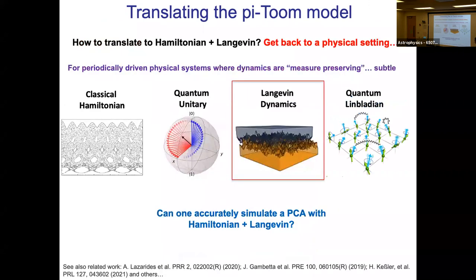But as I said, that's good, but it's not exactly the setting that we wanted to consider in the very first place. So the question is, how exactly can we get back to the physical setting? Is there a natural way to translate from this probabilistic cellular automaton to the system that we were considering with the pendula, the Hamilton's equations plus Langevin dynamics? And in this case, the answer is yes, actually.